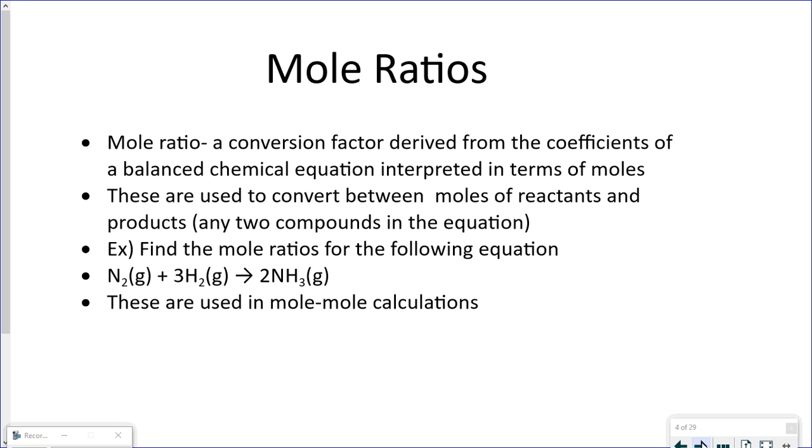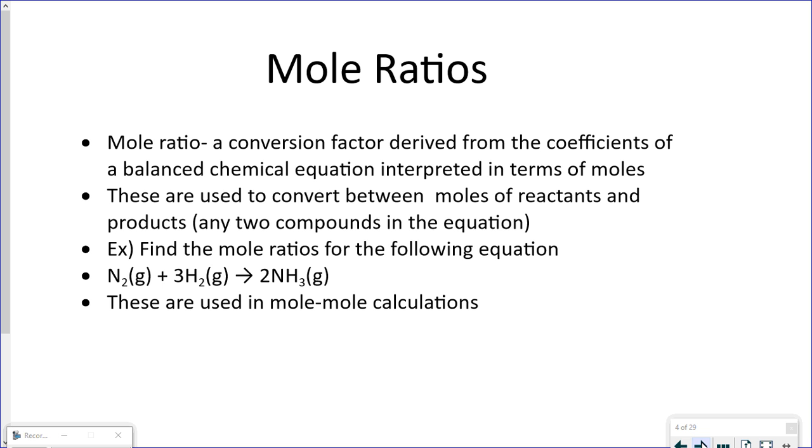So this is going to be a new conversion factor we have not used before, but it's a conversion factor derived from the coefficients in your balanced chemical equation interpreted in terms of moles. So this is what will allow us to convert between different substances. So we'll be able to convert from moles of reactants into moles of products, or one reactant into another, one product into another.